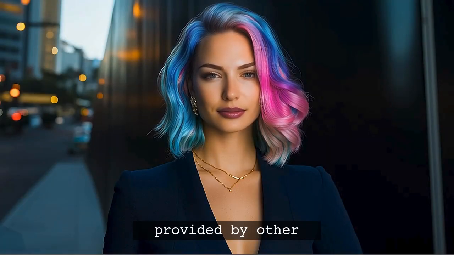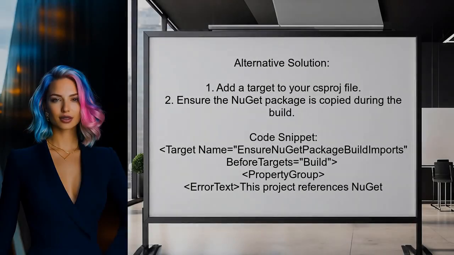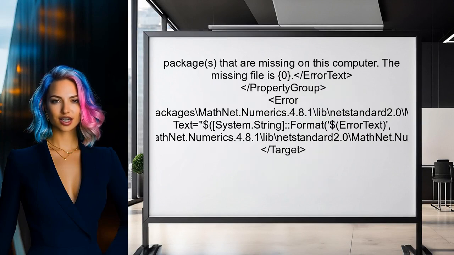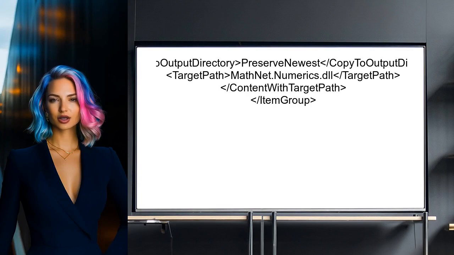Now, let's look at the answers provided by other users. An alternative solution provided by a user involves forcing the copy of a specific NuGet package into your ASP.NET Core project. They suggest adding a target to your csproj file to ensure the package is included during the build process. In the item group section, they include the specific DLL file and set it to copy to the output directory, ensuring it is preserved during the build.